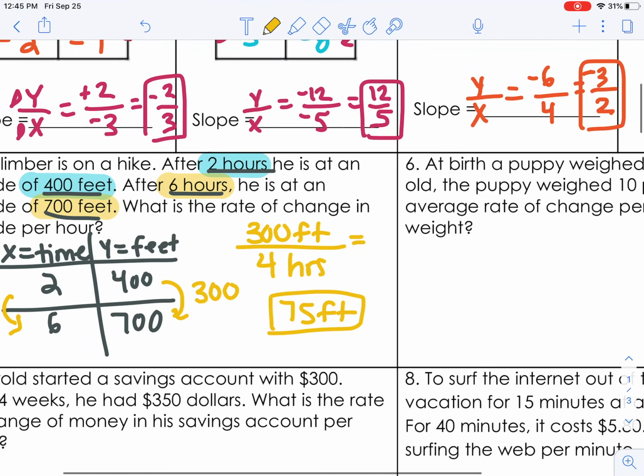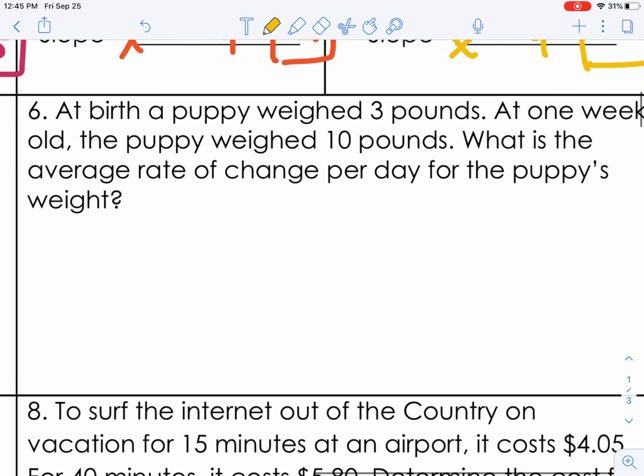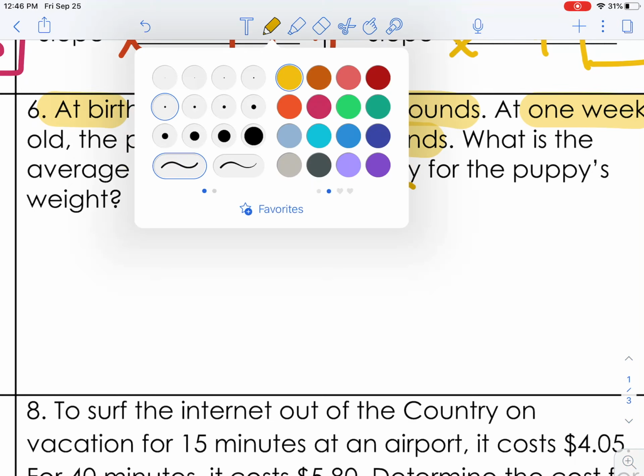Now let's look at this next example. At birth, a puppy weighed 3 pounds. So at birth, 3 pounds. At 1 week old, the puppy weighed 10 pounds. What is the average rate of change per day for the puppy's weight?